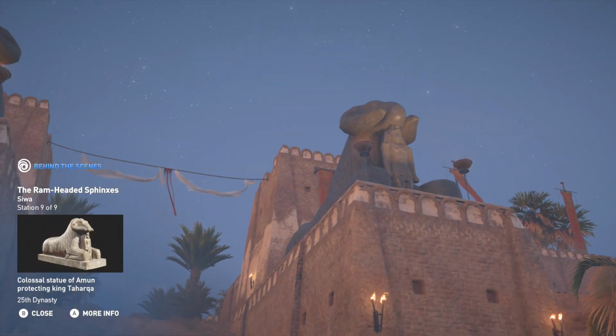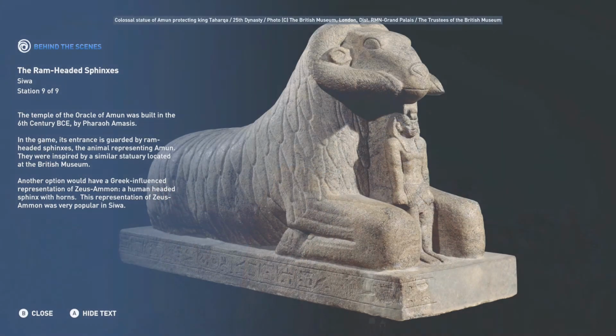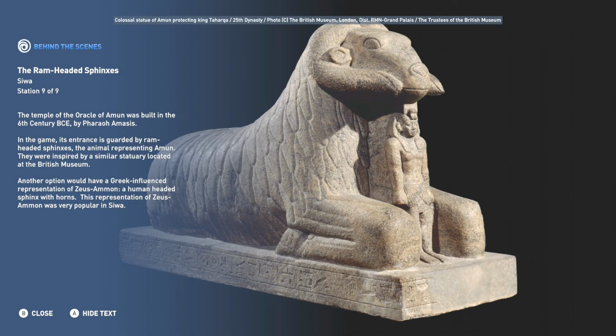The Temple of the Oracle of Ammon was built in the 6th century BCE by Pharaoh Amasis. In the game, its entrance is guarded by ram-headed sphinxes, the animal representing Ammon. They were inspired by similar statuary located at the British Museum. Another option would have a Greek-influenced representation of Zeus Ammon, a human-headed sphinx with horns. This representation of Zeus Ammon was very popular in Siwa.